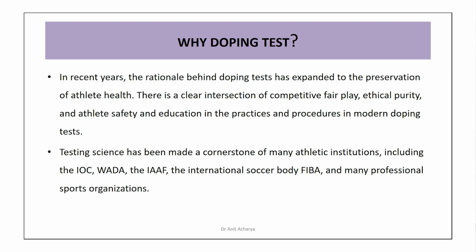Earlier we talked about how there should be at least 2 of 3 criteria: first, the athlete's health; second, that it enhances performance; and third, that it is not fair play. Now, doping tests are primarily based on the health condition of the athletes. It is a clear intersection of competitive fair play, ethical purity and athlete safety, and of awareness and education in the practices and procedures of modern doping tests.